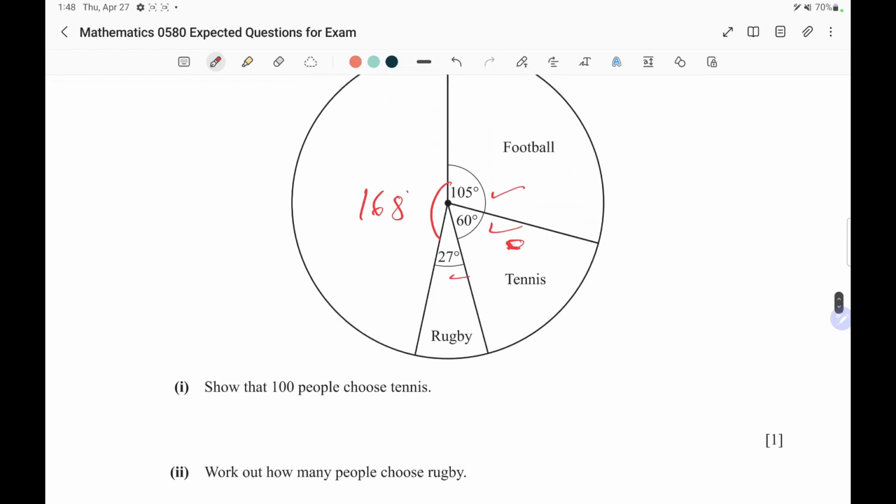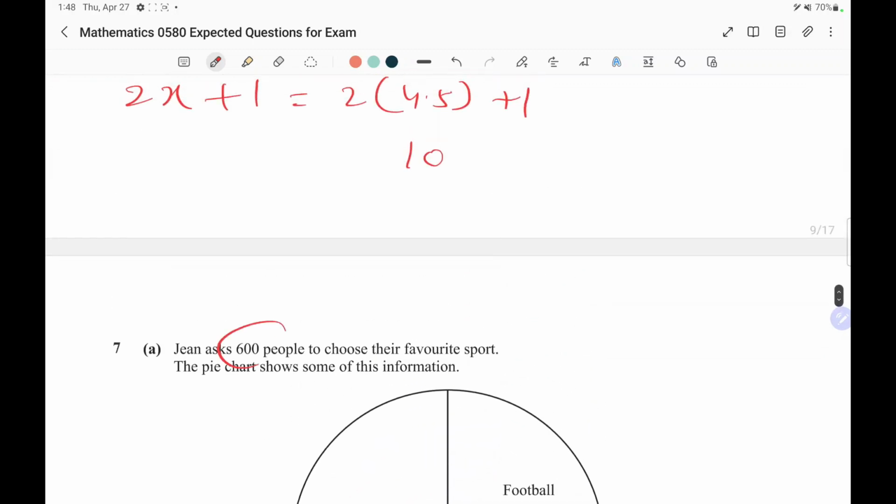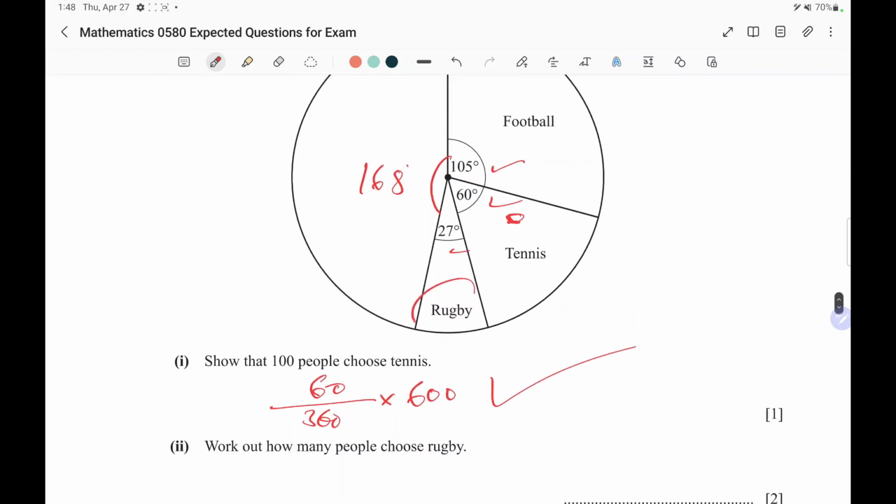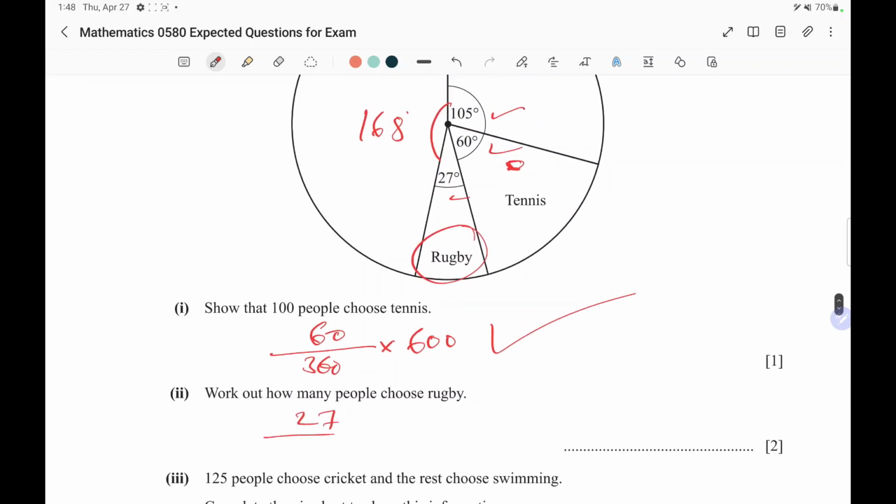Now show that 100 people choose tennis. Okay, no problem. This is tennis, right? So 60 over 360 times the total, which is 600. So 60 times 600 over 360 is 100. So we had to show, and we have shown. Work out how many people choose rugby. Where is rugby? Okay, 27 degrees. So 27 over 360 times 600. 27 times 600 over 360 is 45.